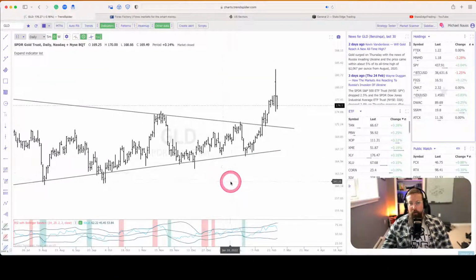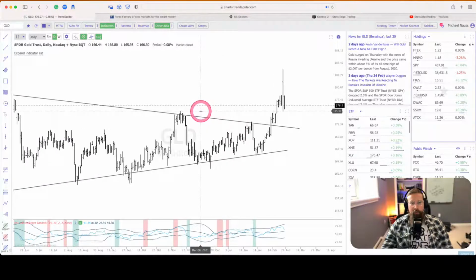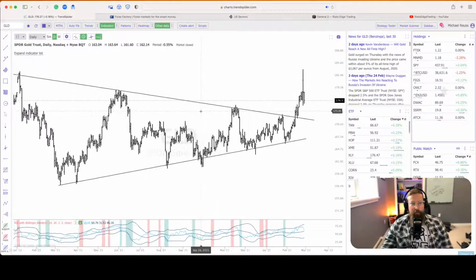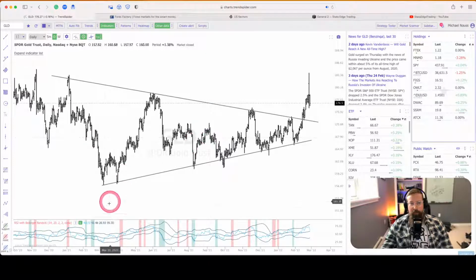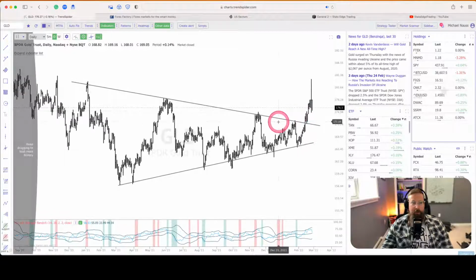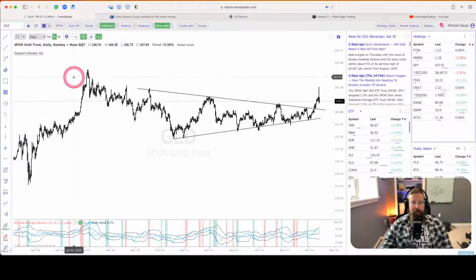I'll say you don't know, and anyone who says they do know is not your friend, because they're lying to you. But basically, we had this consolidation that had been happening forever. We broke that consolidation, and that made for this big up move. What I would do is, if we start to break back down into this consolidation, that's where you just got to exit.